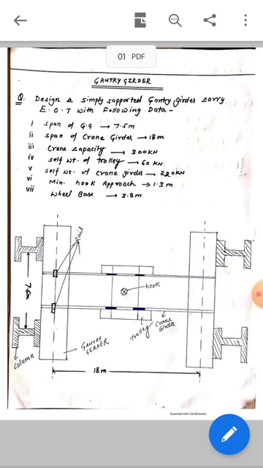In our question, span of gantry girder is given 7.5 meter. Span of crane girder is given as 18 meter, which I have shown in the figure. Crane capacity, that is the maximum load that can be carried by crane, is given as 300 kN. Self weight of trolley, trolley we also call crab, so self weight of trolley is given as 60 kN. Self weight of crane girder is given as 220 kN. Wheel base, that is the distance between the two wheels on the gantry girder, is given as 3.8 meter. Minimum hook approach is given as 1.3 meter.